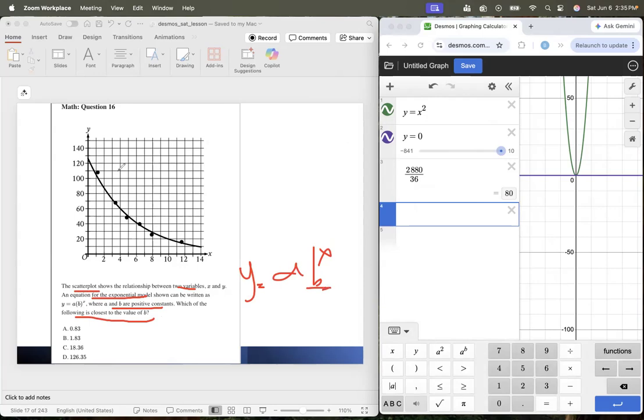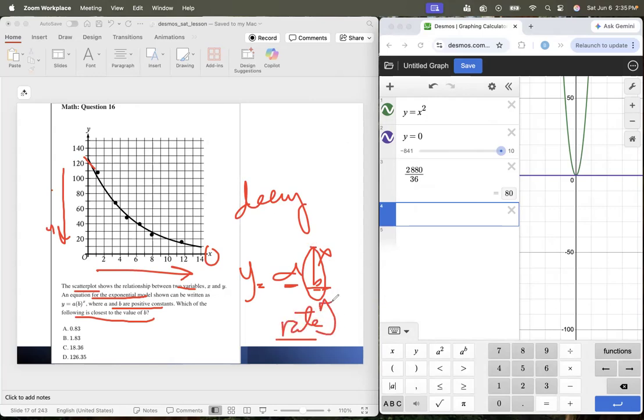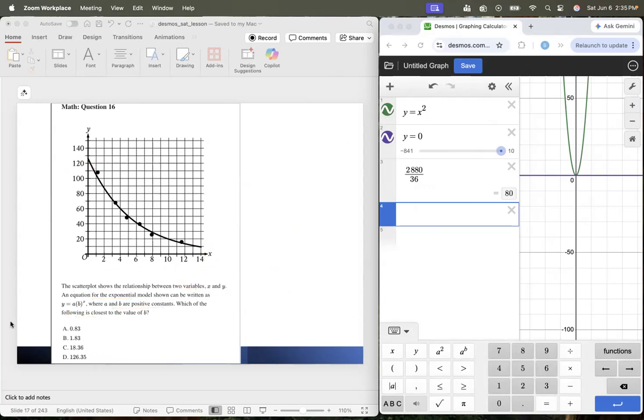Let me show you. This is a decay. As x increases, the y decreases. As x moves like that, the y decreases. Therefore, we have a decay. If we have a decay, b is the rate that is controlling everything. This represents the actual decay. It has to be less than 1. If it has to be less than 1, these are all wrong. You've got to pick A. That's the easy way to answer this question. You don't need a calculator or anything like that.